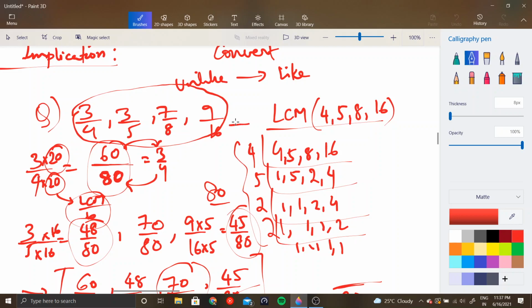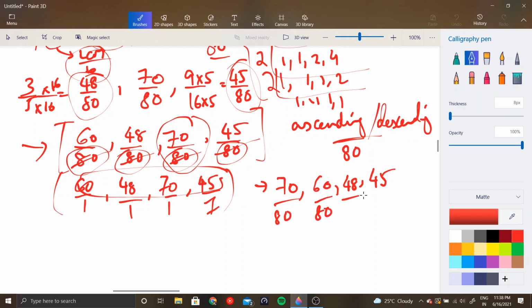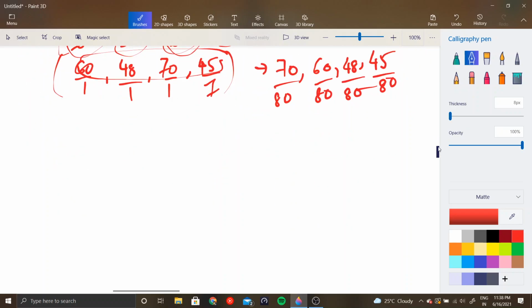So as long as you don't have a common criteria, converting this into like fractions becomes simple, and these denominator terms are transformed into the desired criteria because they have all the same form, 80, 80, 80 and 80. So they are all equal. So now you can just write the numerators in whatever order. If the fractions are to be arranged in ascending order, write the numerators in ascending order. If they want descending order, write the descending order. So the fractions will be 70 by 80, 60 by 80, 48 by 80 and 45 by 80. So this is one of the implications of converting unlike fractions into like fractions.